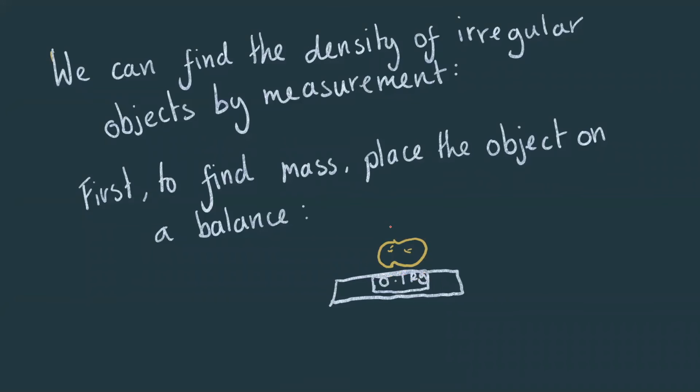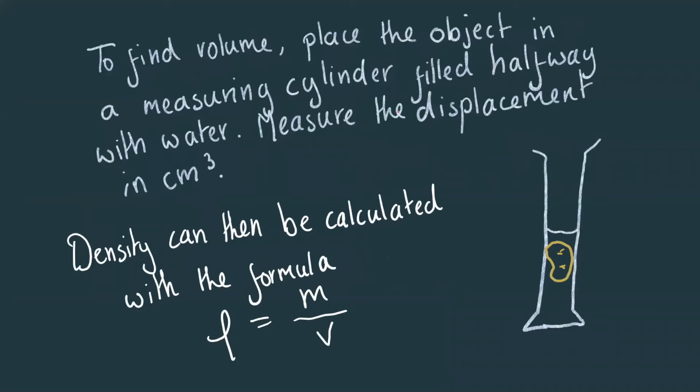To find the volume, place the object in a measuring cylinder. We've got a big one for a potato, depends how big the potato is. Put it in the measuring cylinder, filled halfway with water. So you probably fill that to about here. You look at the volume before you put the object in, and then you look at it after you put the object in, because obviously the water is going to rise with the object in it. So it's this measurement here, and that will be in centimeters cubed.